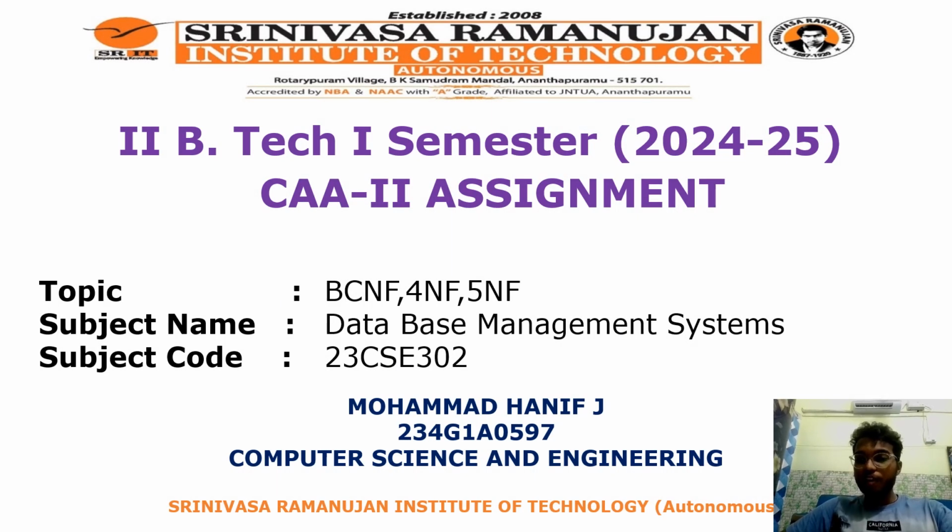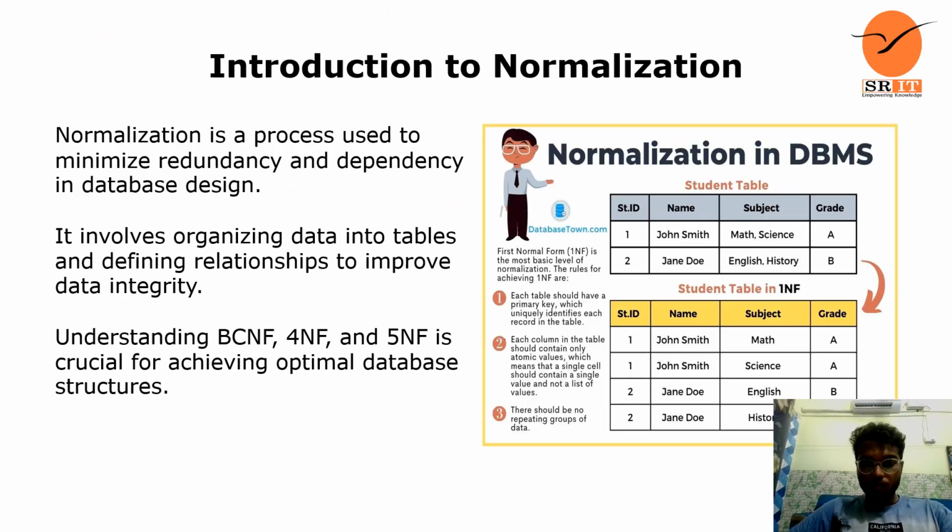This is Muhammad Hani from CSCB section, and the topic for my presentation is BCNF, 4NF, and 5NF. So, moving towards the introduction to normalization. Normalization is a process used to minimize redundancy and dependency in database design. It involves organizing data into tables and defining relationships to improve data integrity. Understanding BCNF, 4NF, and 5NF is crucial for achieving optimal database structures.